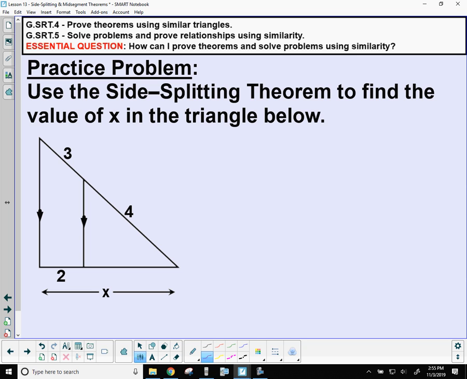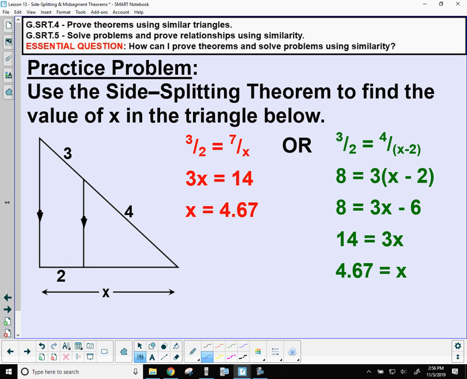Alright, we're back. Complete. So 3 over 2 is one way you can set it up, and this could equal 7 over x. Where did that 7 come from? That's right, 3 plus 4 is 7. It's the whole side.